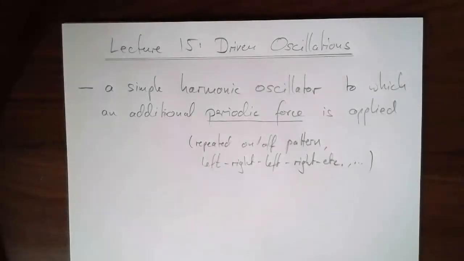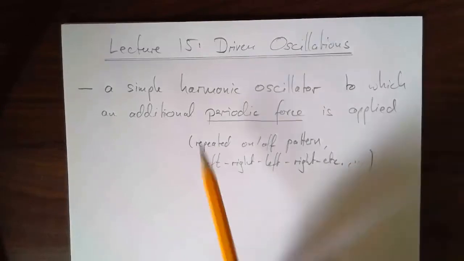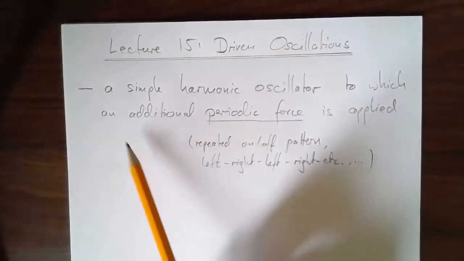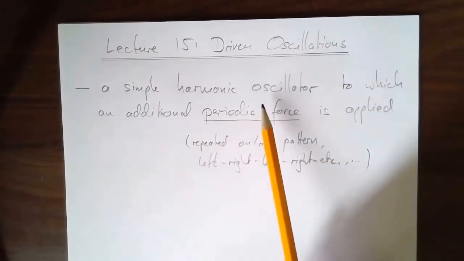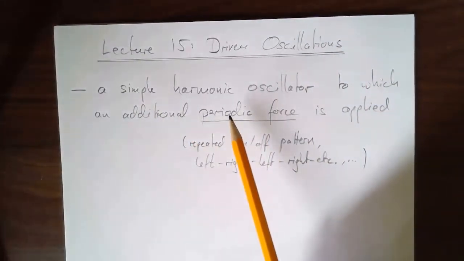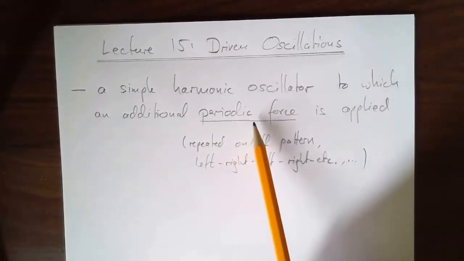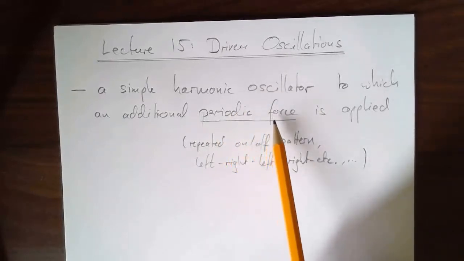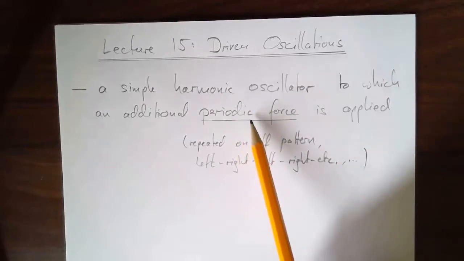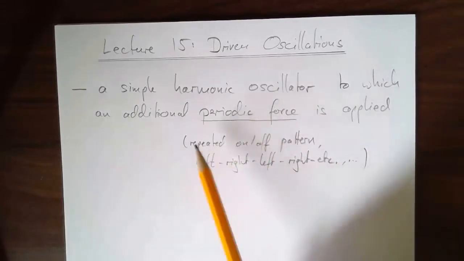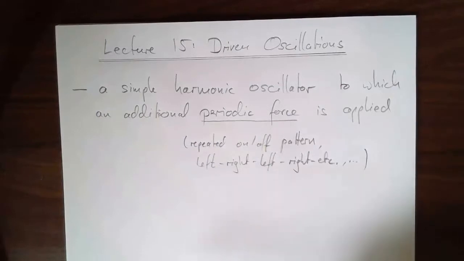Hello, in this video I'm going to talk about driven oscillations. What do I mean by that? As I spelled out here, I mean essentially a simple harmonic oscillator, and to that simple harmonic oscillator we're going to apply an additional periodic force. So what does that mean? It means in addition to, say, having a mass on a spring, there's something else pushing on the mass.